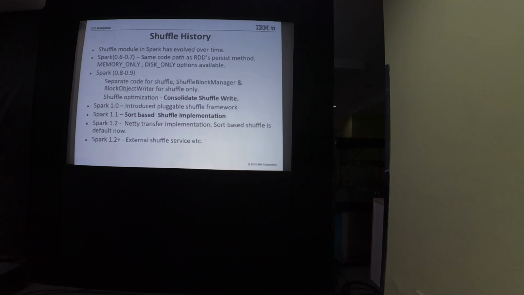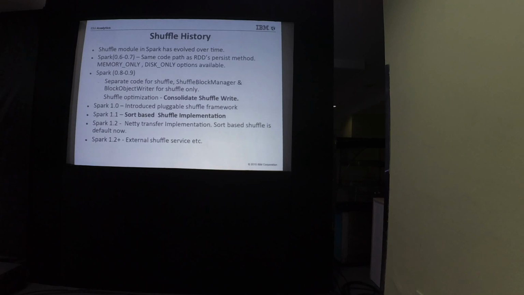In Spark 0.8 and 0.9, two things happened. The shuffle code got separated. They came up with the shuffle block manager and other shuffle objects, the block object writer, the shuffle fetch client, and so forth. They also added a consolidated shuffle write optimization. This was done by Paranth, and I'll go into the detail of that. Spark 1.0 introduced the pluggable shuffle framework, so if you want to extend it, you can leverage that. In 1.1, the sort-based shuffle implementation was done by Meetup. This is the first time the sort-based shuffle, which was the default in MapReduce, came here. We'll see that one. There are also different native transfer implementations.